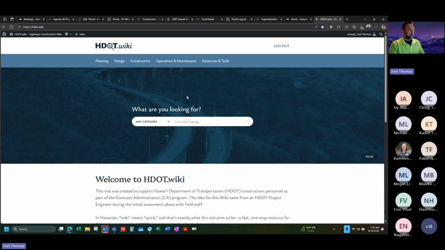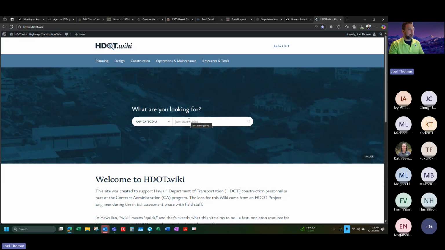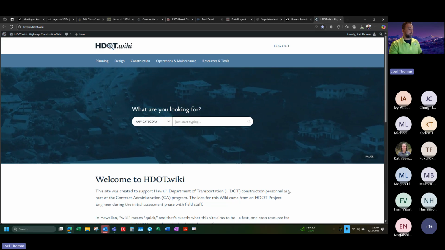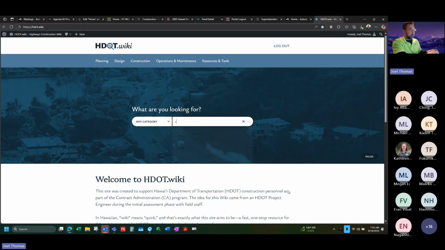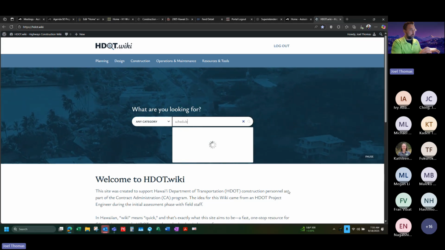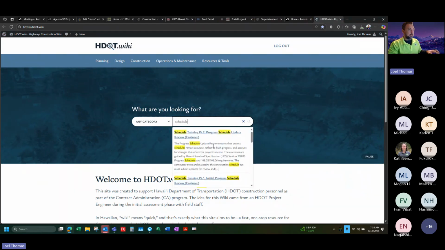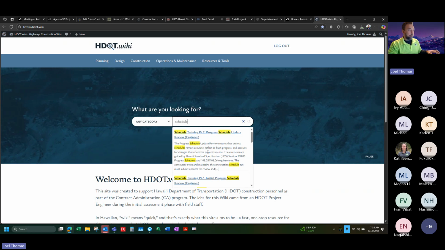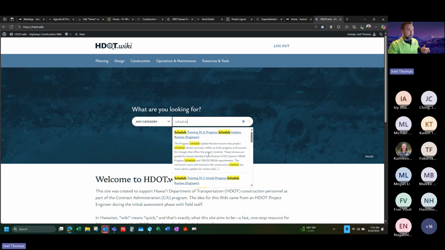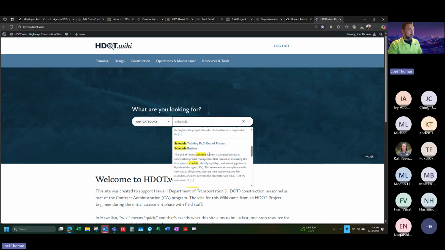Real quick on finding trainings, you can search for them. The search bar is much improved from our previous wiki site. If I type "schedule," for example, the trainings pop up, so we have parts 1, 2, and 3. Today we're going to focus on part 3, end of project schedule review. So this is one way that you can find the trainings.